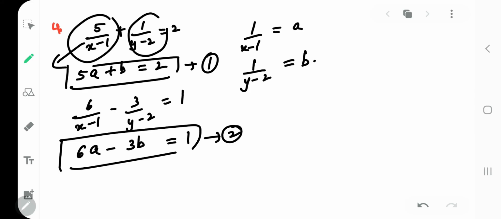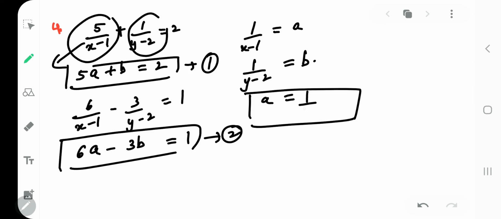And I'll solve both these equations to get the value of a and b. My dear kids, I'll get the value of a as 1 upon 3 and b as 1 upon 3. Both I'm getting as 1 upon 3. But is my problem done here? No, I have to put the original value of a, that is 1 upon x minus 1.